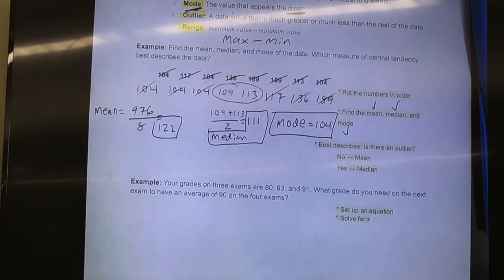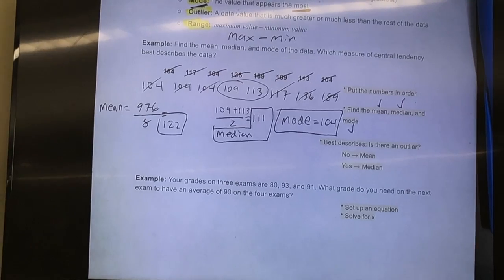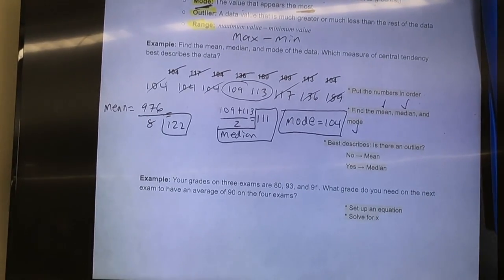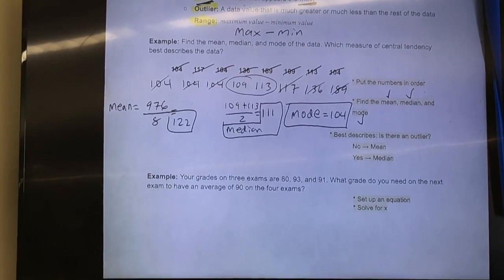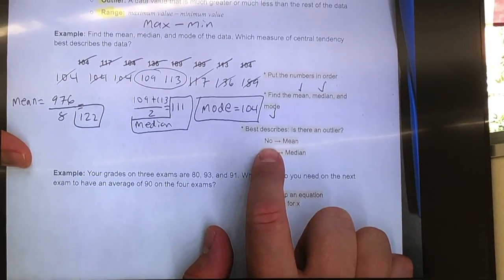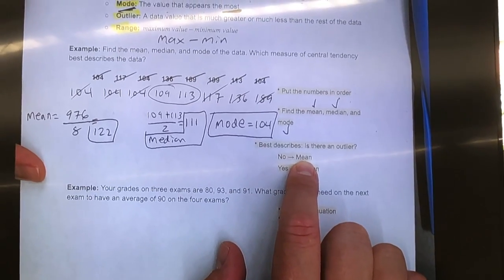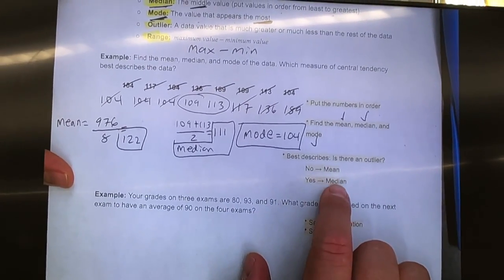Now we need the measure of central tendency that best describes the data. Here is what you're looking for. If there is not an outlier, we're going to use the mean. If there is an outlier, we're going to use the median.